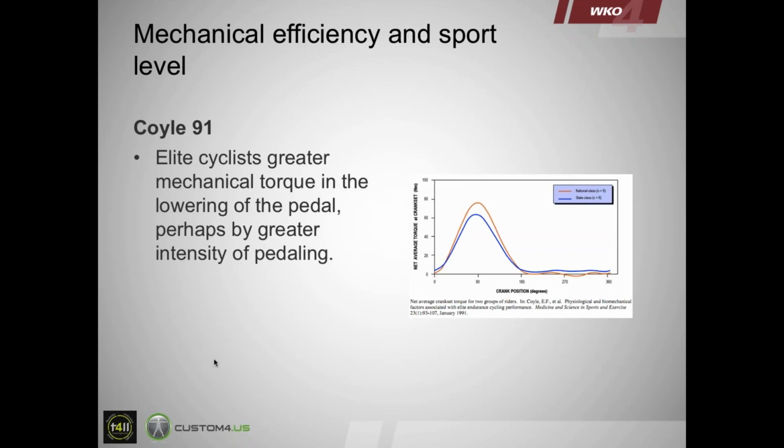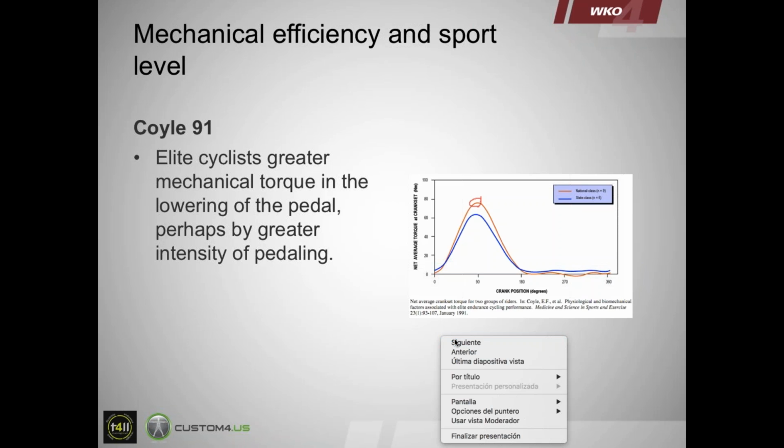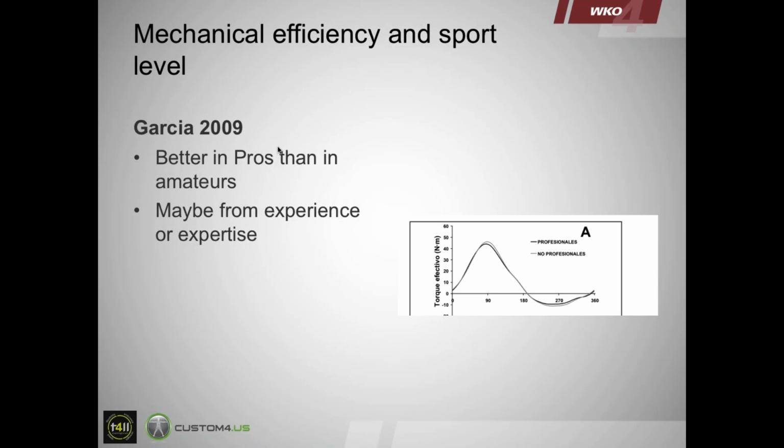This study of Coyle in 91 is one of the most classic studies. It explains that the mechanical torque is greater in elite cyclists or pro cyclists in the phase when they are lowering the pedals. You can see the peak is here, and this peak is higher than the other one. This study has a big relationship with this one of Juan Garcia in 2009, which explains more or less the same, that the professional cyclist has a better torque in the power phase than the other one. The conclusion explained that it could be from their experience and expertise in pedaling.